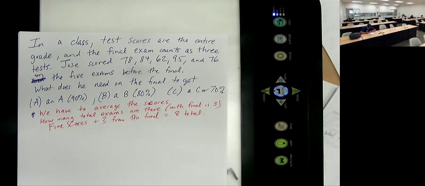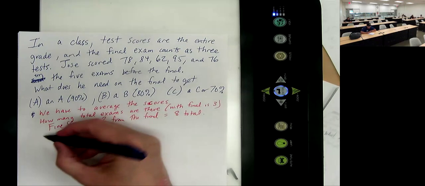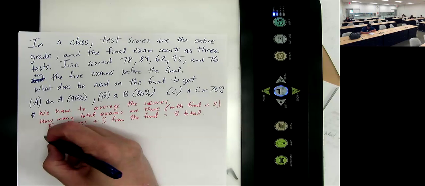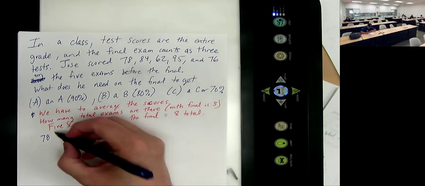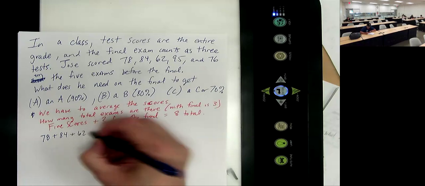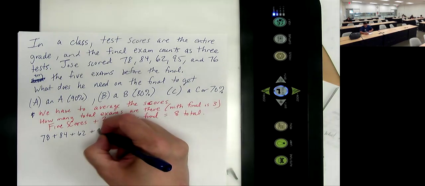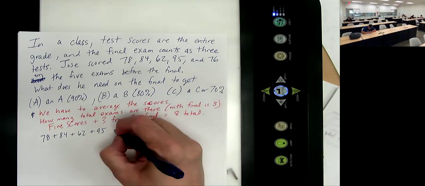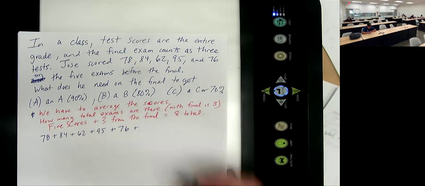And what are we doing when we average things? How do we do an average? Add them all up. We add them all up and then we divide by the total. So we're gonna add up the 78, the 84, the 62, the 95, and 76. And final.